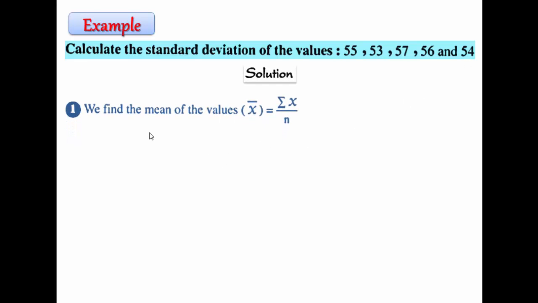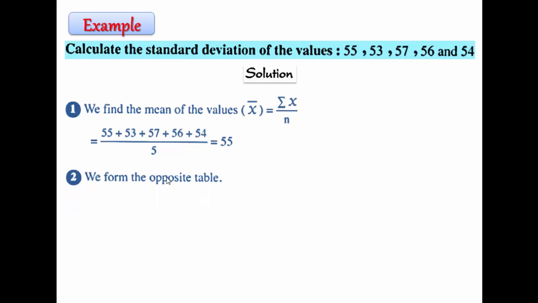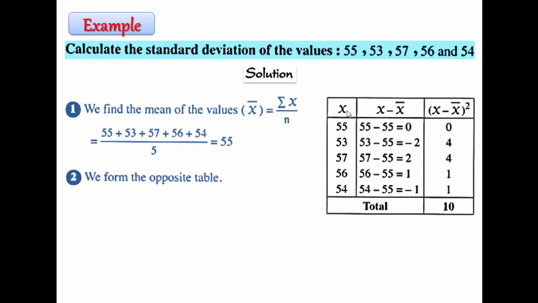As shown before, solution. We find the mean of values, x bar equals sum of x over n. 55 plus 53 plus 57 plus 56 plus 54 over number of values 5, the quotient will be 55. We form the opposite table as shown. The first column is x, the second one x minus x bar, and the third one x minus x bar all power 2. We will put all these values in the x column: 55, 53, 57, 56, and 54.